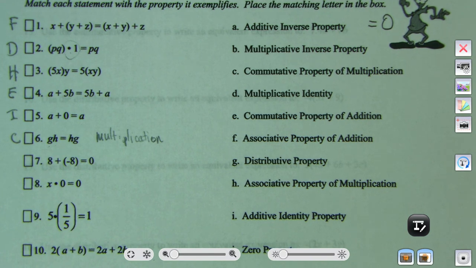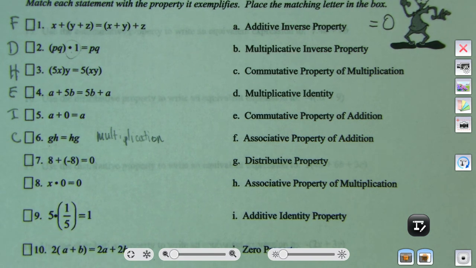All right, so that brings us down to number 7. Let's see who we got up for number 7.